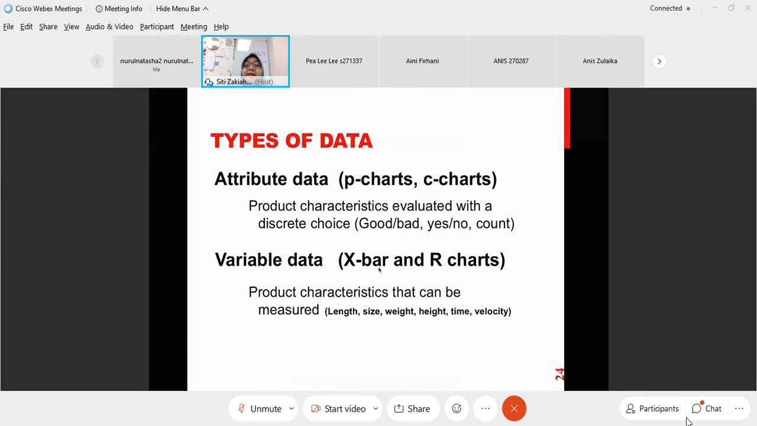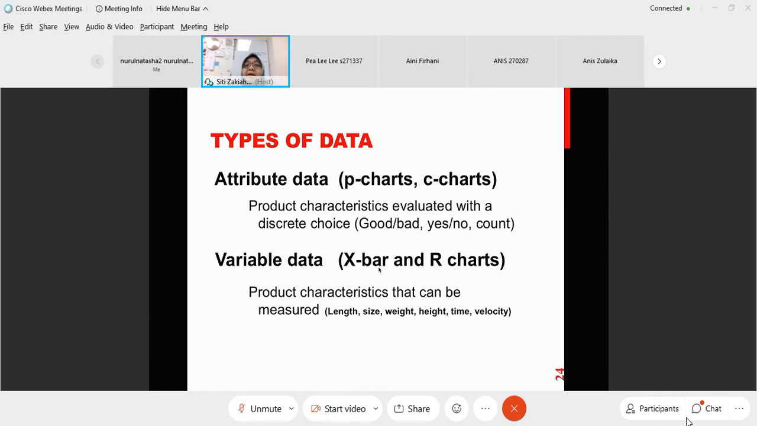Berbeza dengan variable data, you nak tahu senang je pasal the product characteristic can be measured. Okay, dia ada point-point, dia ada apa nama dia? Dia ada fraction lah kalau nak kira. For example, seperti length, right? Ketinggian, berat, time, velocity, mass. Itu semua, that kind of data is called variable data.